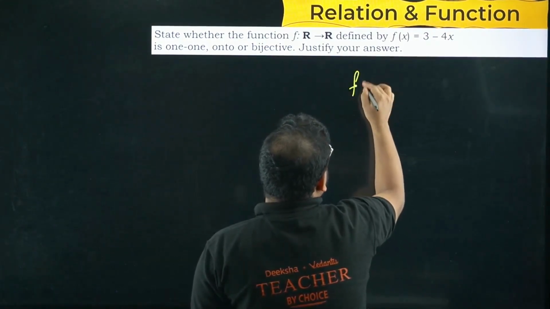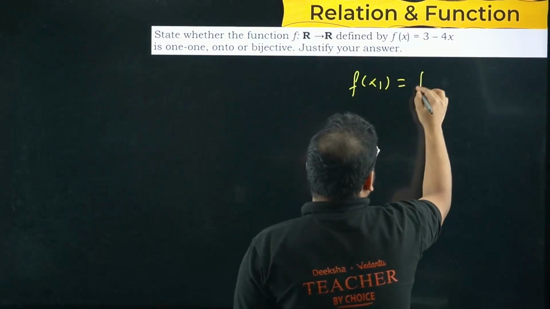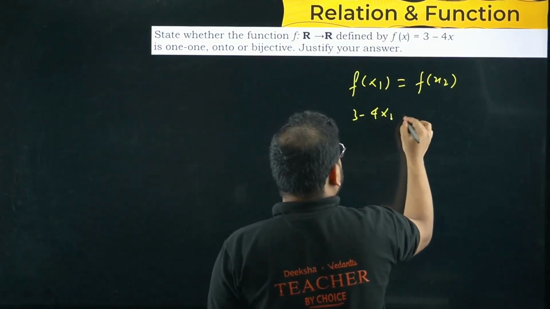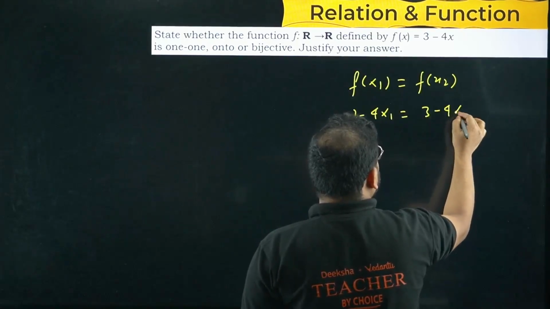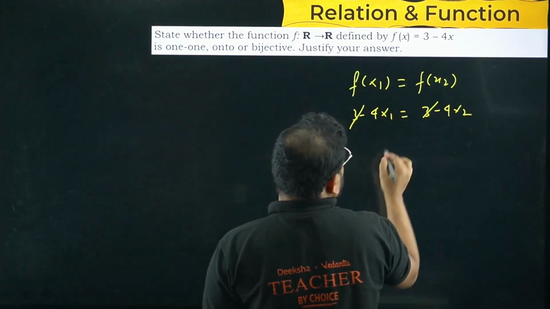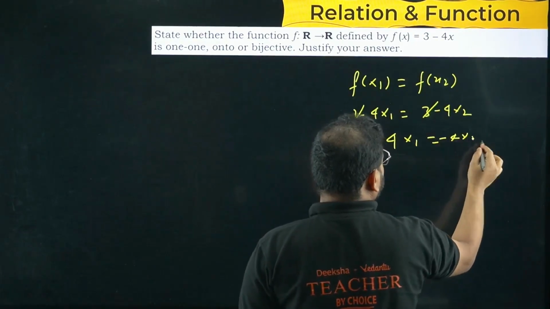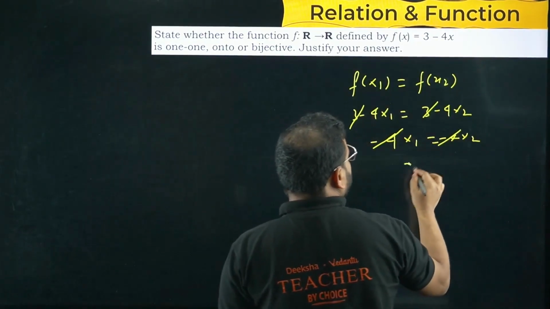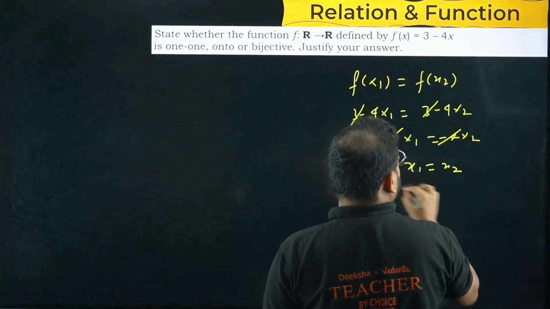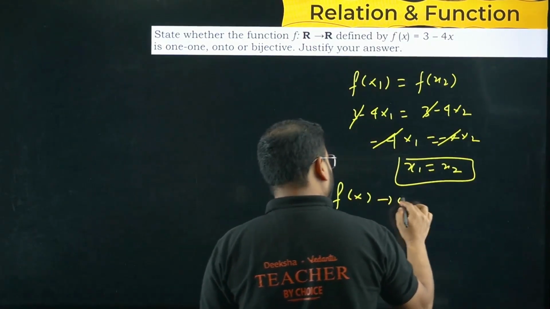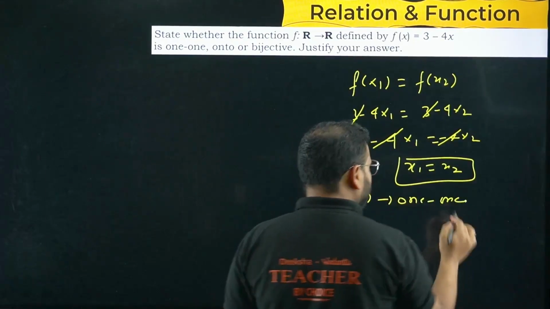Take it like this: f of x1 equals f of x2. So I get here 3 minus 4x1 equals 3 minus 4x2. I get 3 and 3 cancelled. Next I get minus 4 also cancelled. Please check. Minus 4x2. This and this is also cancelled. I get here x1 equals x2. Hence function f(x) is one-one.